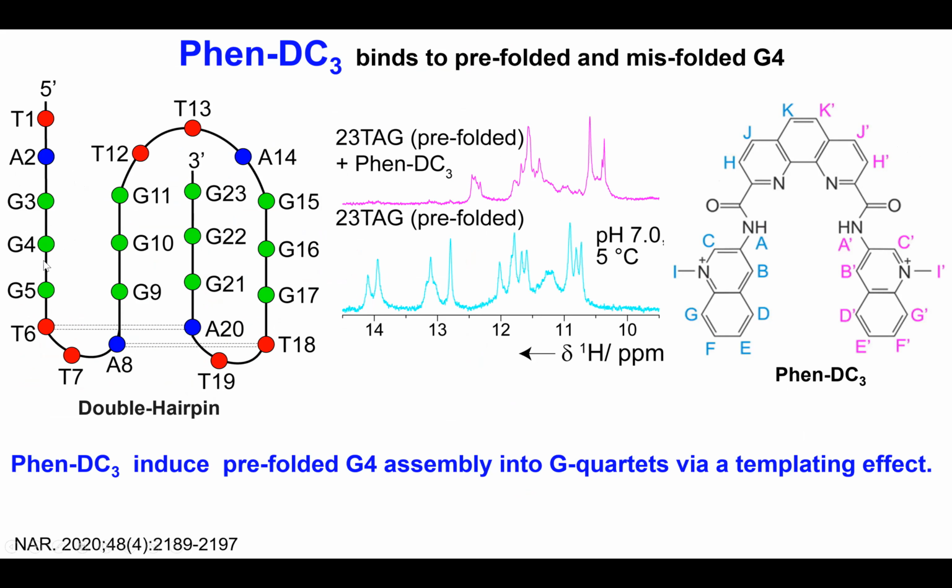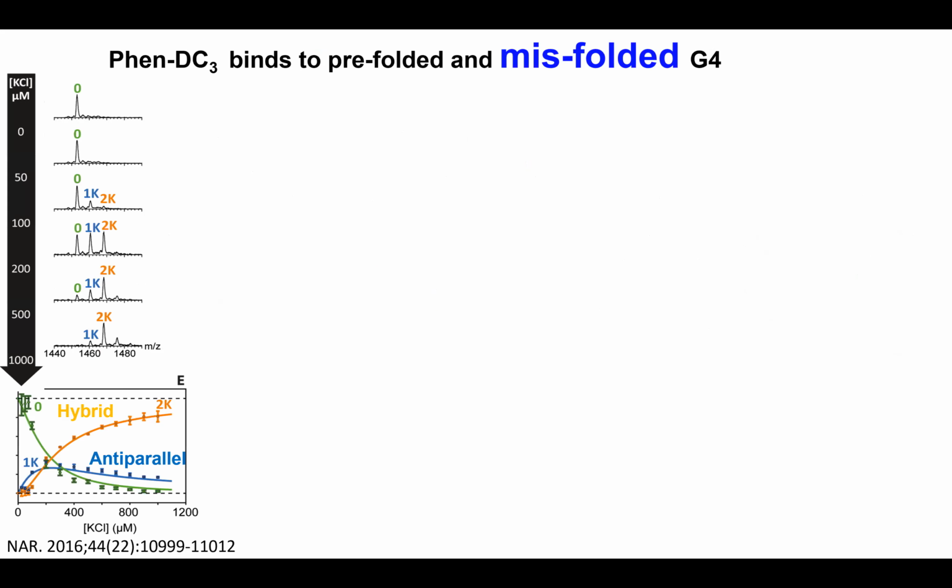Because if you see the similarity between this G-hairpin system and our complex, they are very similar in terms of the arrangement of the residues. So this ligand, because it has a large aromatic pi cloud, acts as a templating group for the assembly of the guanines to form the quartet. And then we also wanted to see whether it can bind to other misfolded forms.